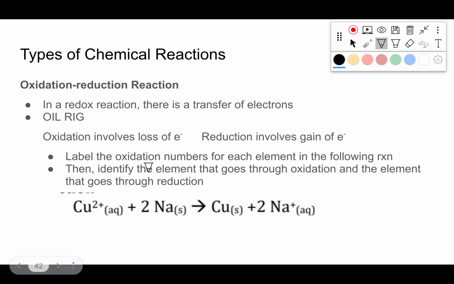In these problems, we have to label our oxidation numbers, and then we figure out which thing goes through what we call oxidation and which thing goes through reduction.